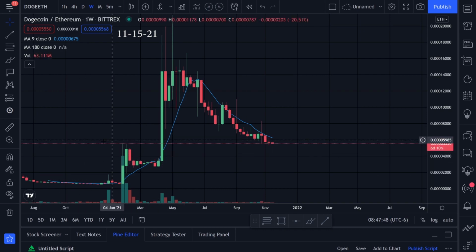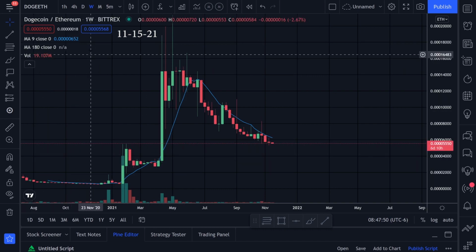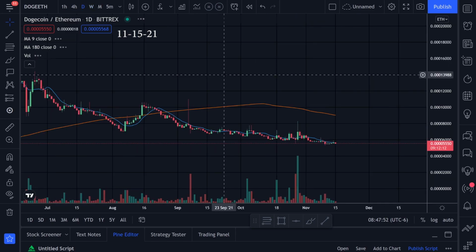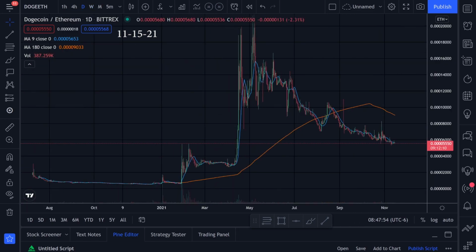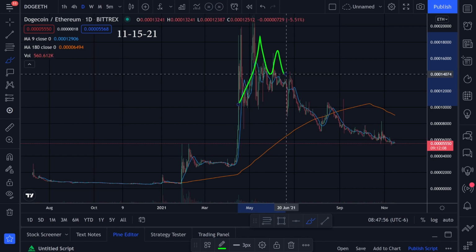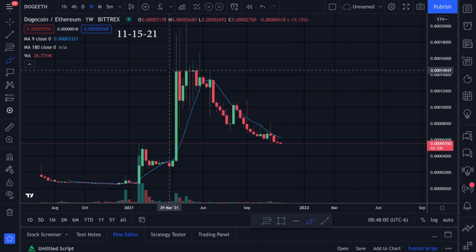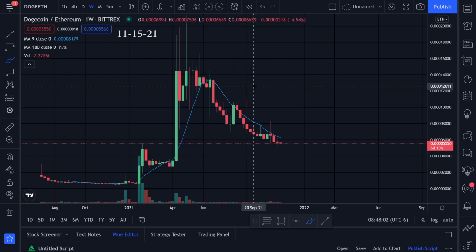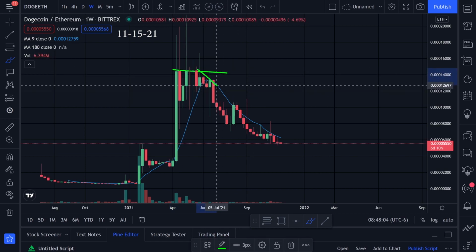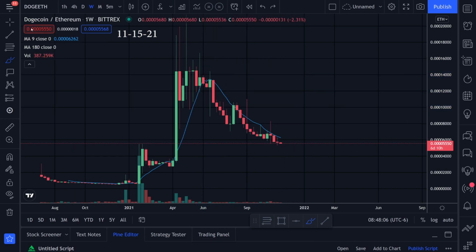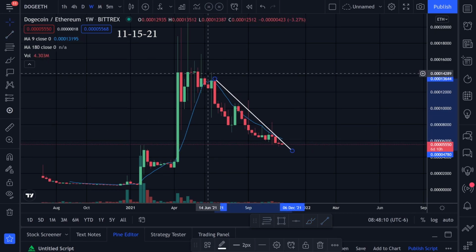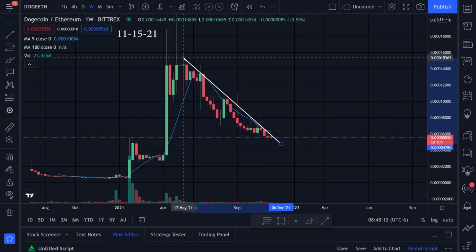So this chart looks kind of interesting. This is the weekly time frame. The daily time frame looks a little different. We have some big spikes up here, but I think the weekly time frame looks a little more clean. So we have a top right here, and then we have a downtrend. Let's do some trend lines. We have resistance and resistance, basically just a resistance line in general like this.